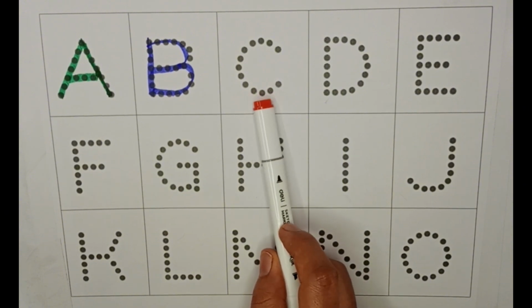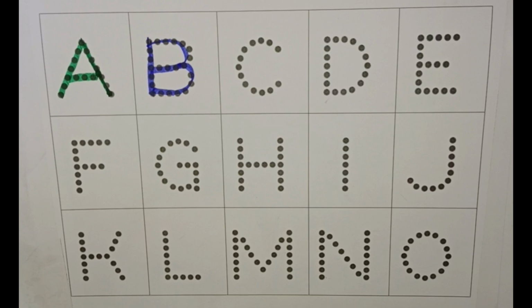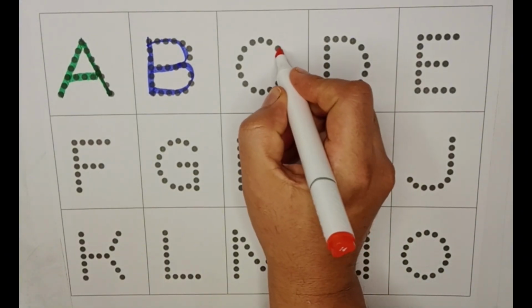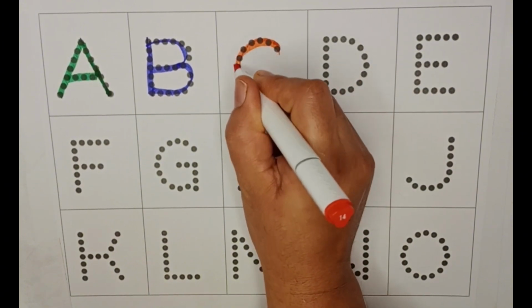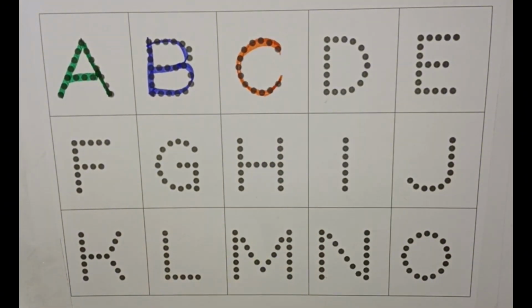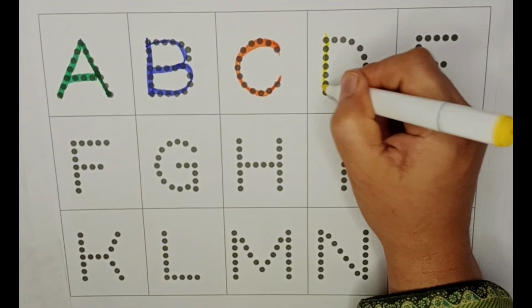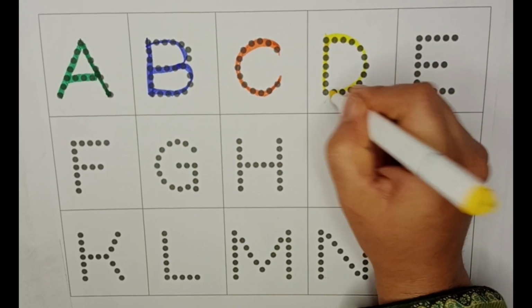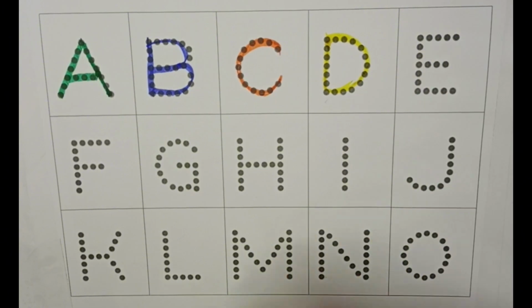Next is C. C is for camel. And the color is orange. D. D is for dolphin. And the color is yellow.